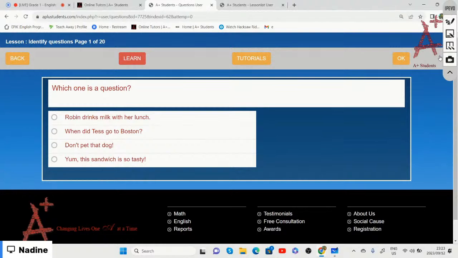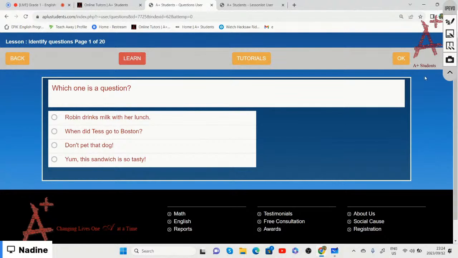So which one is a question? Is it "Robin drinks milk with her lunch?" "When did Tess go to Boston?" "Don't pet that dog." Or "Yum. This sandwich is so tasty."